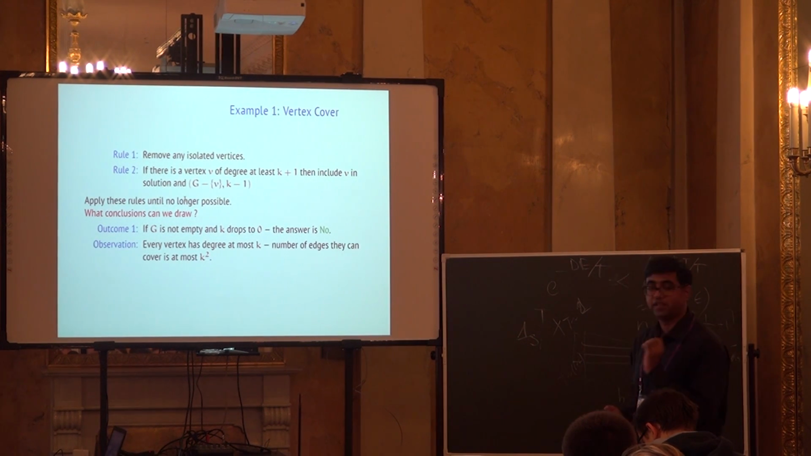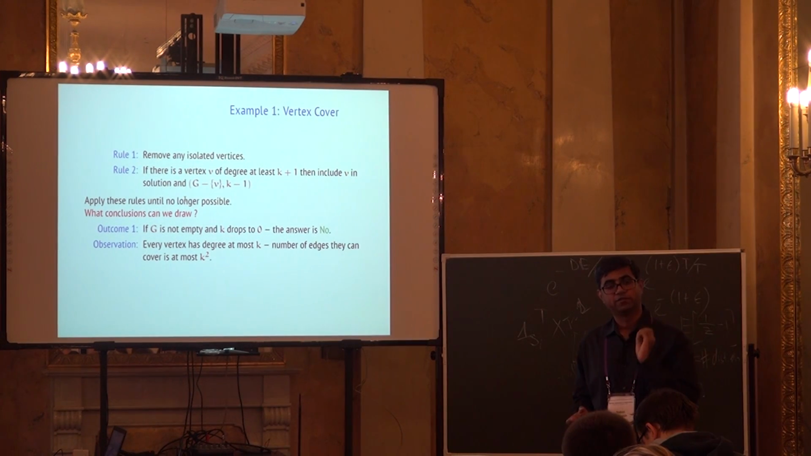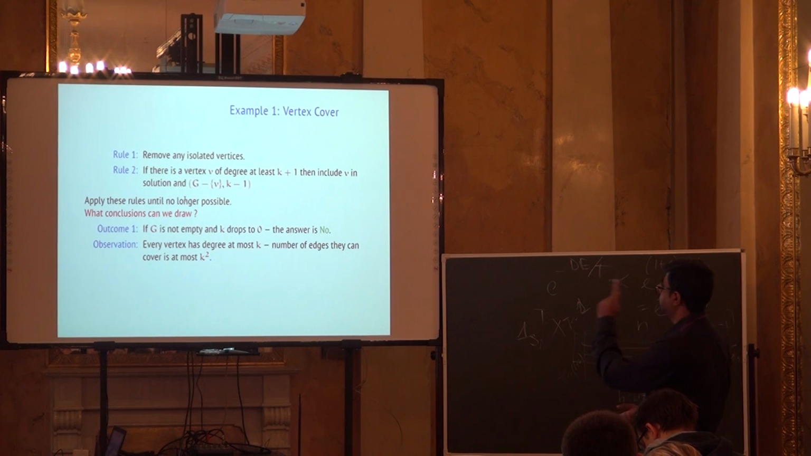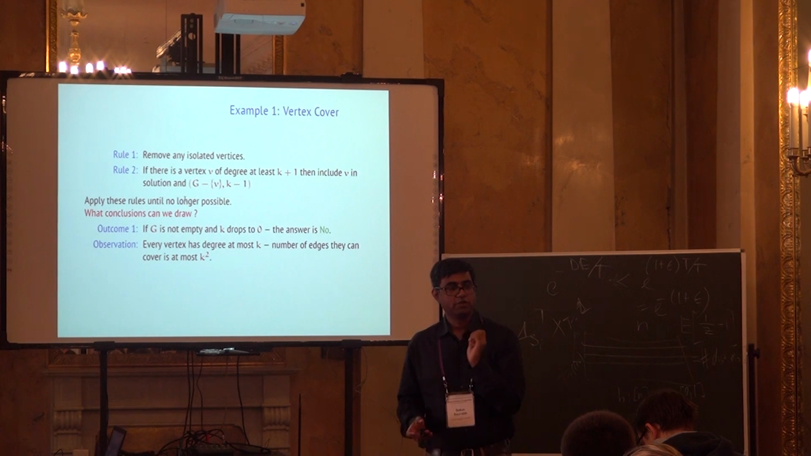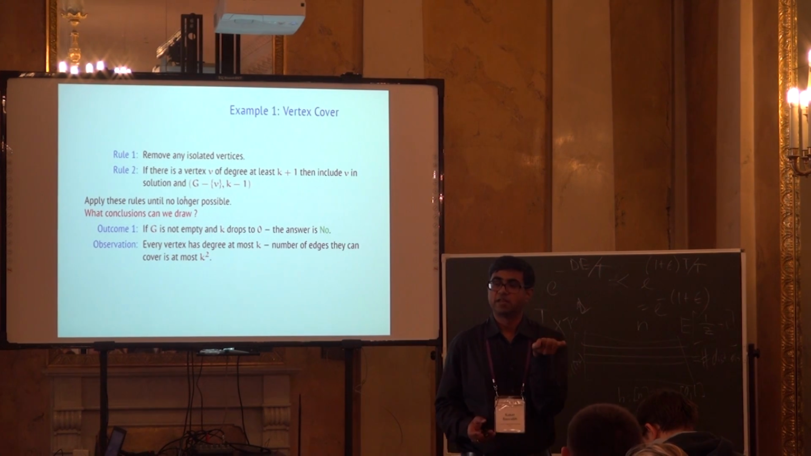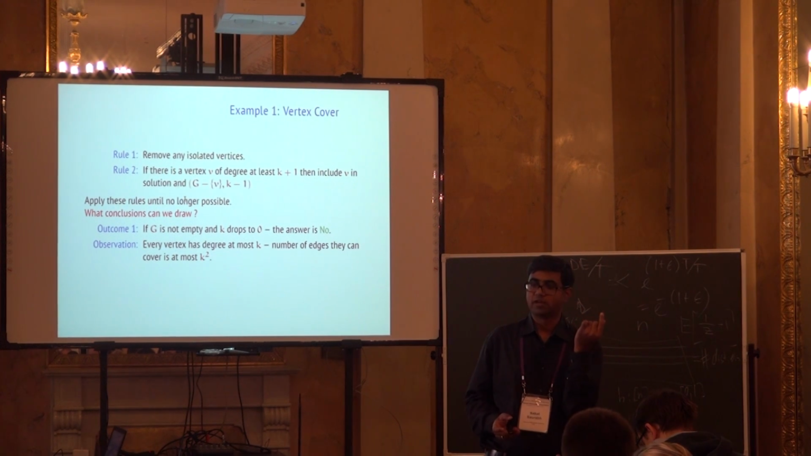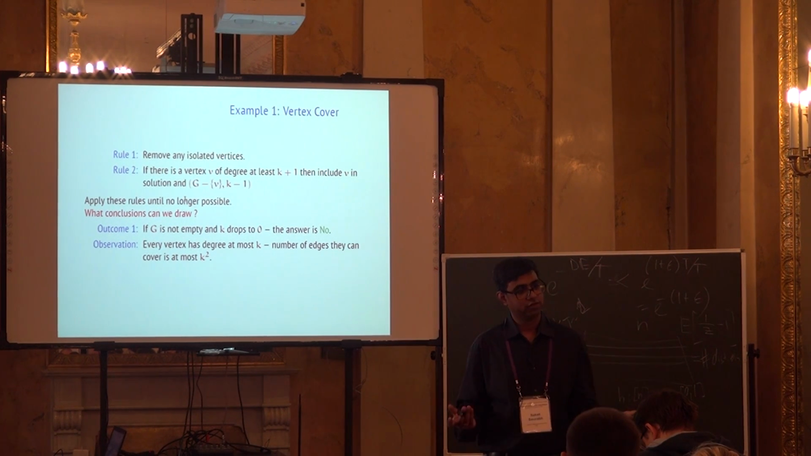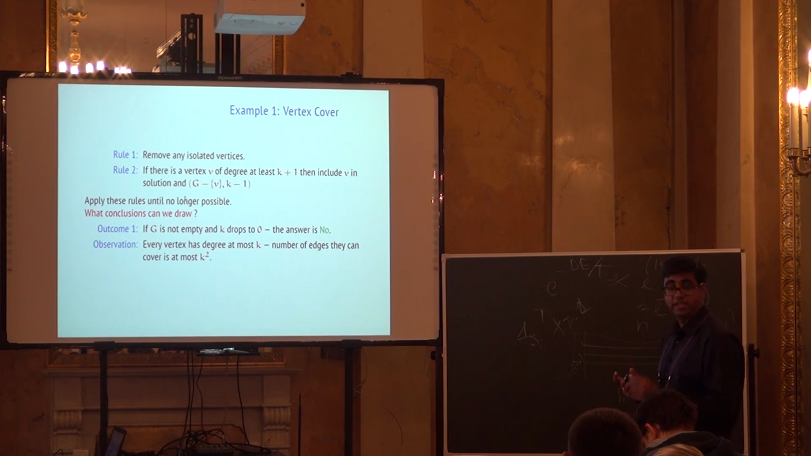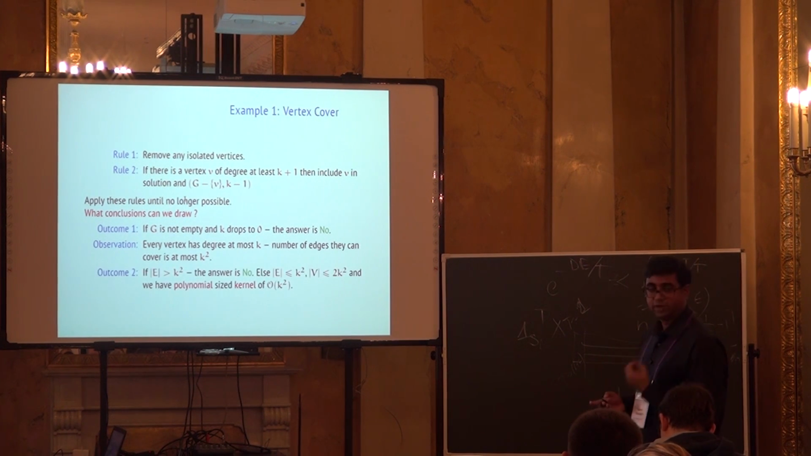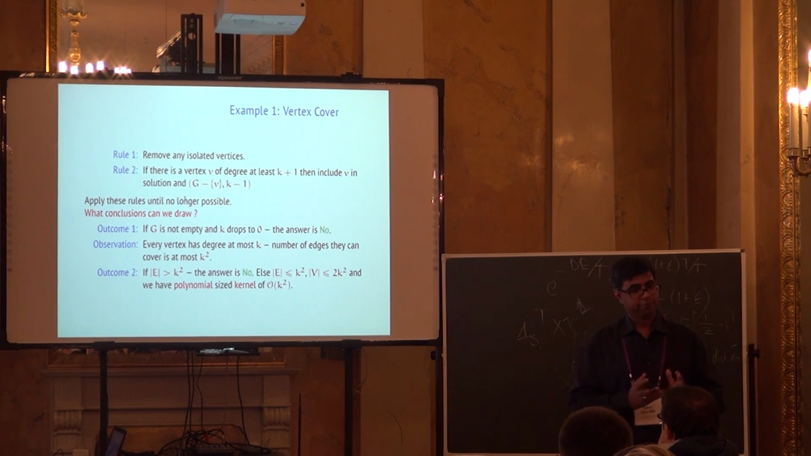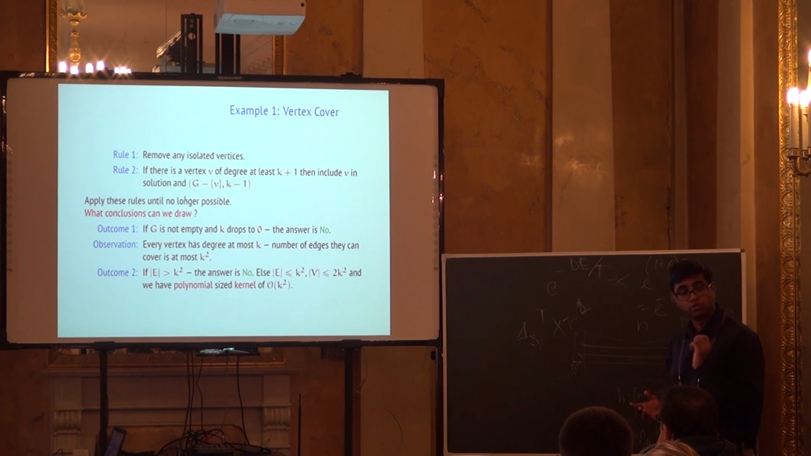Outcome 2: why did you stop? Because every vertex has degree at most k. If you had a vertex of degree greater or equal to k plus 1, you would have applied reduction rule 2. Now every vertex has degree at most k, and you're looking for a vertex cover of size k, so how many edges can it cover? If one vertex can cover k things, k vertices can cover k square things. So the number of edges they can cover is at most k square. If the number of edges is strictly more than k square, the answer is no. So the number of edges is less than or equal to k square.